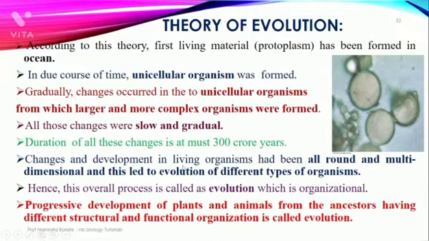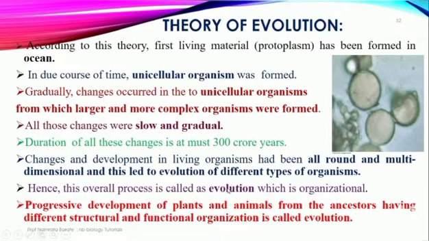Changes in the development of living organisms have been all around and multidimensional. That means these changes and development happened in every living organism. The result of this all-around and multidimensional change is what? There is a development of different types of organisms. Different types of organisms came into existence. That is, this leads to evolution. Hence the overall process is called evolution.